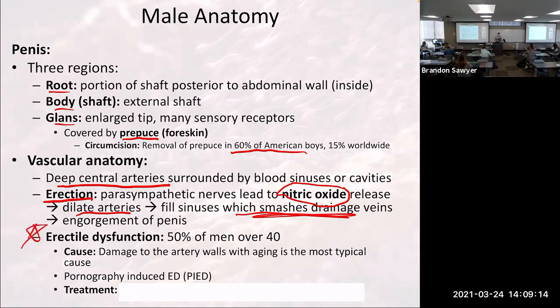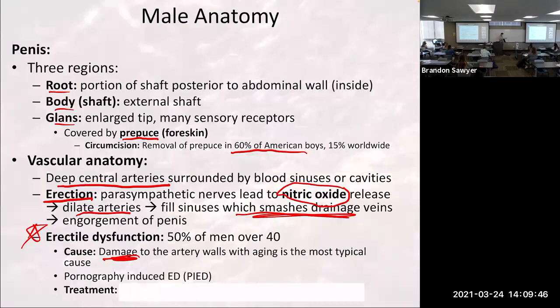Erectile dysfunction is super common. About literally half, 50% of men over the age of 40 suffer from some level of erectile dysfunction. Typically this is caused by some kind of damage to the artery walls, typically the cells called endothelial cells that line the blood vessels we're talking about. Their job is to make the nitric oxide. If they're not functioning properly, they don't make enough nitric oxide, and we don't get the same level of vasodilation.